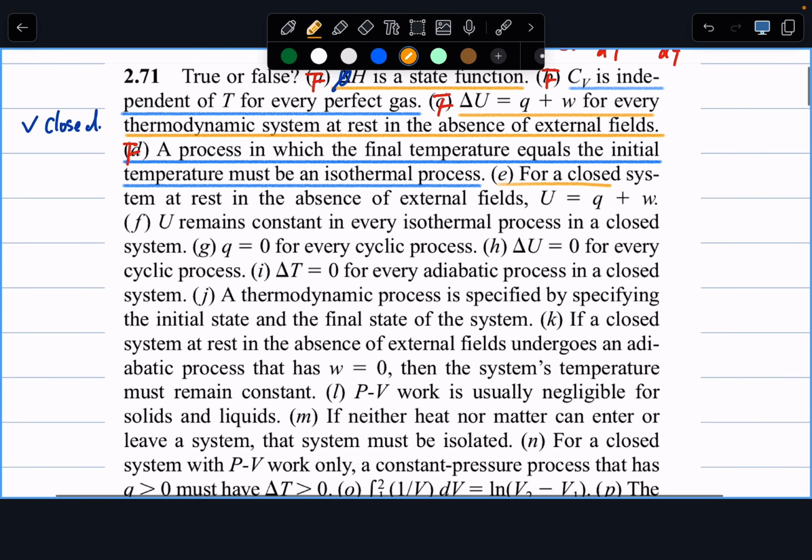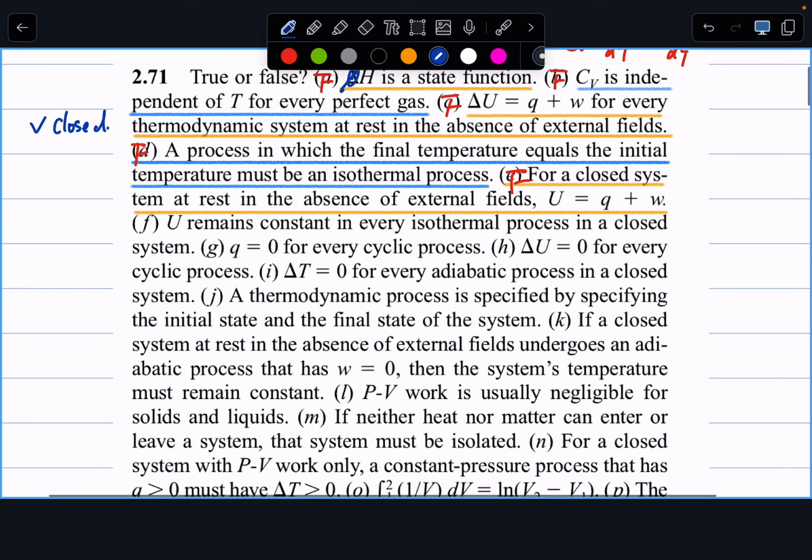Next up, for a closed system at rest in absence of external field, U equals Q plus W. Again, something is missing here. What is missing? Anyone want to take a guess? Yes. Right, so it should be the change of internal energy equals Q plus W. So this one is false, but if we add my delta here, now we can make it a true statement.